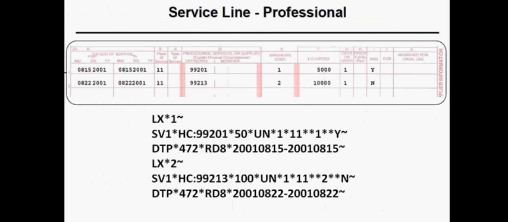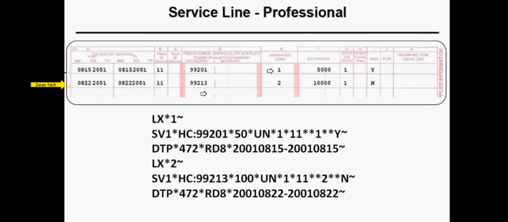So let's see an example here. Always showing an example gives a better understanding. These are the two different lines in this example. Line 1 has a date of 8/15 to 8/15, which means a single day. Then on 8/22, there were 2 visits, so 2 different services. The codes they have used are 99201 and 99213.